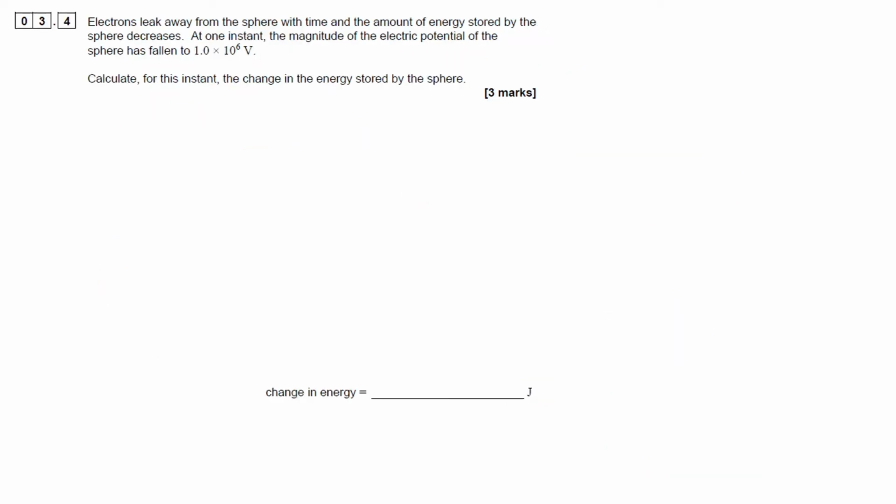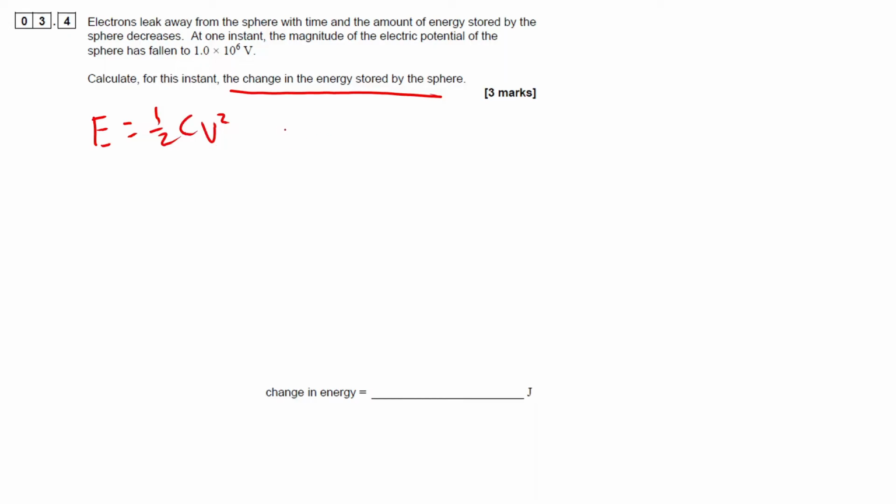Okay, so final question. Here we need to work out the energy stored, but just be careful, it says the change in energy stored in the sphere. So in other words, we need the energy stored. From this equation we can use a half CV squared, because I know the capacitance and I can get the potentials at these 2 instances.